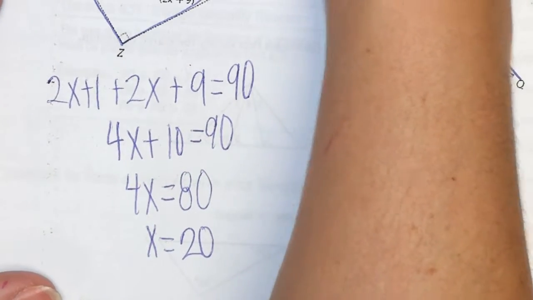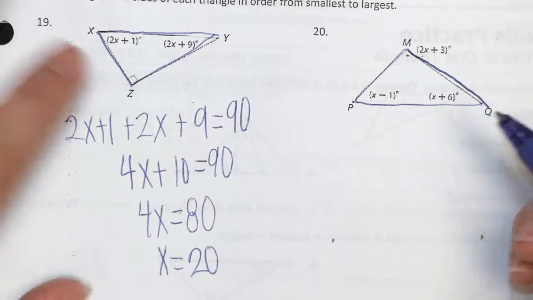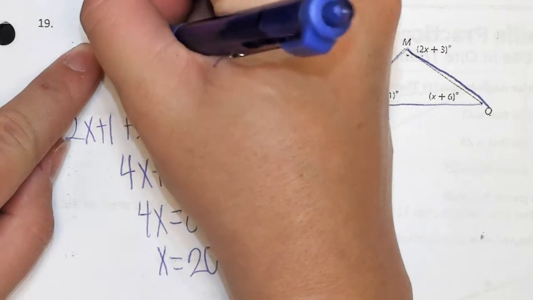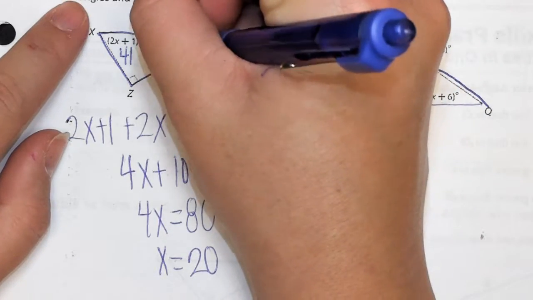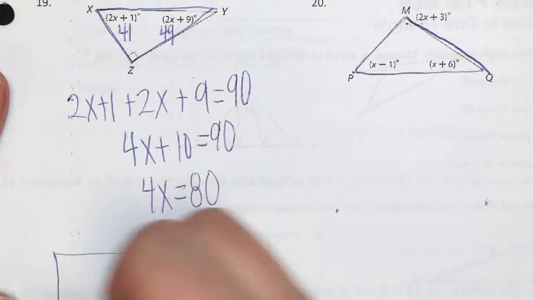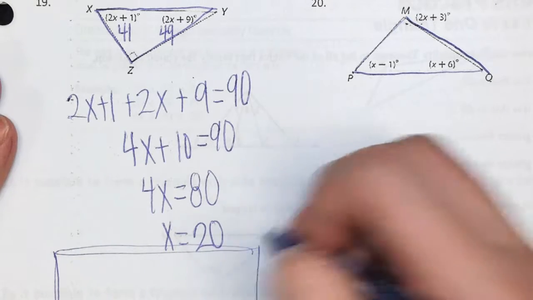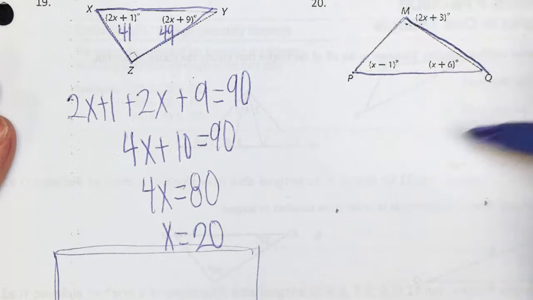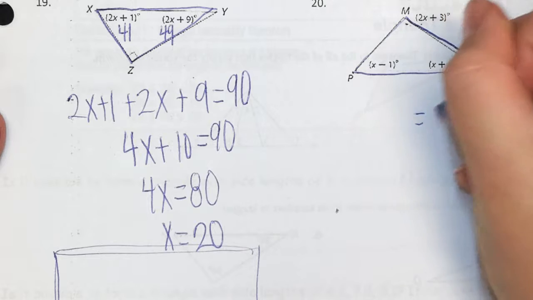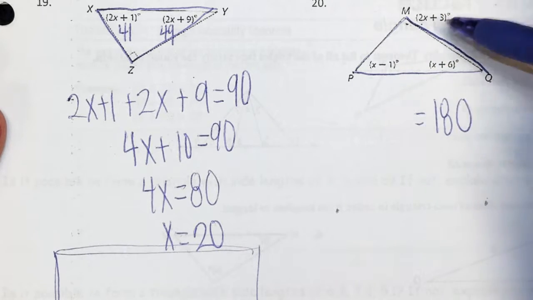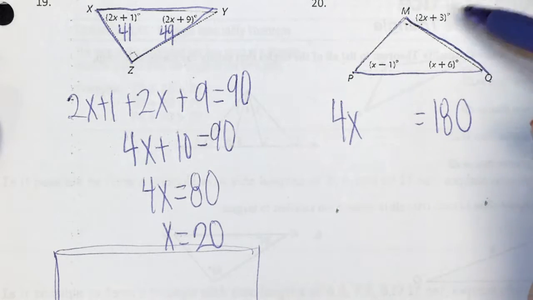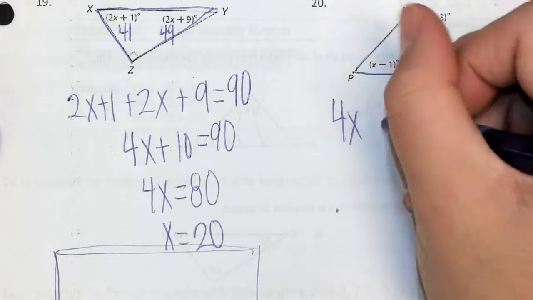Well, I'm not done. I just found x. So 2 times 20 is 40, plus 1 is 41. 2 times 20 is 40, plus 9 is 49. So now you're still not done. Write them in order from smallest to largest, angles and sides. Okay? Same thing for 20, except for neither of these are 90 that I know of. So you just have to add these all up and set them equal to 180. So I would go ahead and do 2 plus 1, which is 4. 3 plus 6, which is 9, minus 1 is 8.